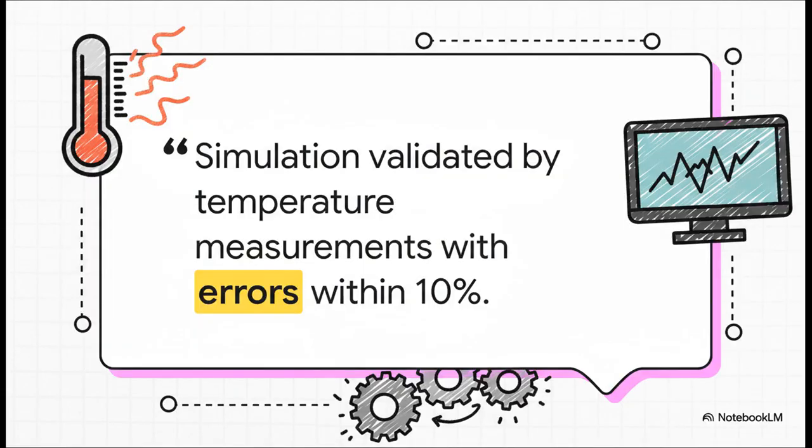And this quote really illustrates the goal perfectly. Throughout the research, you see this happening again and again. In this case, a thermal model from a simulation was checked against real-world temperature measurements, and guess what? The simulation was accurate to within 10%. This is exactly how you build confidence that your digital twin is telling you the truth.